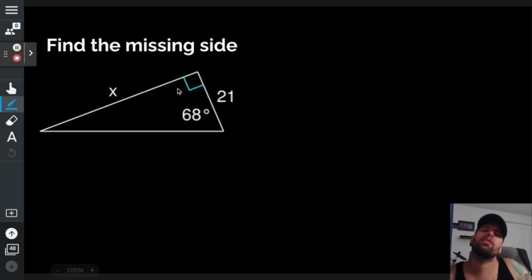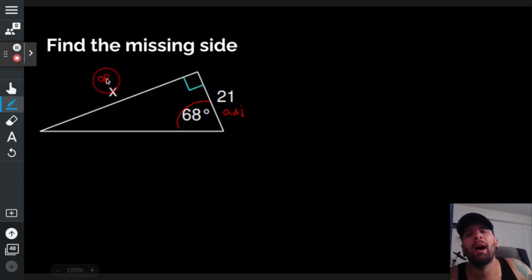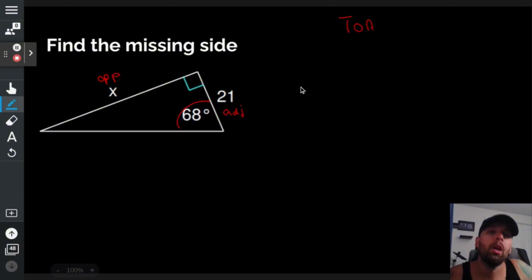Find the missing side. Same type of problem. I'm given an angle. Here's my angle. I'm given a side, and I need to find the missing side. I need to see what 21, 9 plus 10, and x are compared to 68. 21 compared to 68 is going to be my adjacent side. X compared to 68 degrees is going to be my opposite side. So I need the SOH CAH TOA that deals with the adjacent and the opposite, and that is TOA. So I'm going to use tangent.